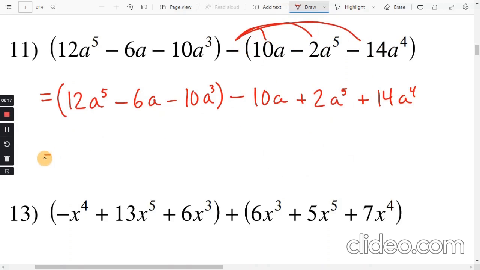Okay, and now we want to match the like terms. 12a to the 5th plus 2a to the 5th. 12 plus 2 is 14, and you keep a to the 5th. Okay, negative 6a minus 10a will give us negative 16a.